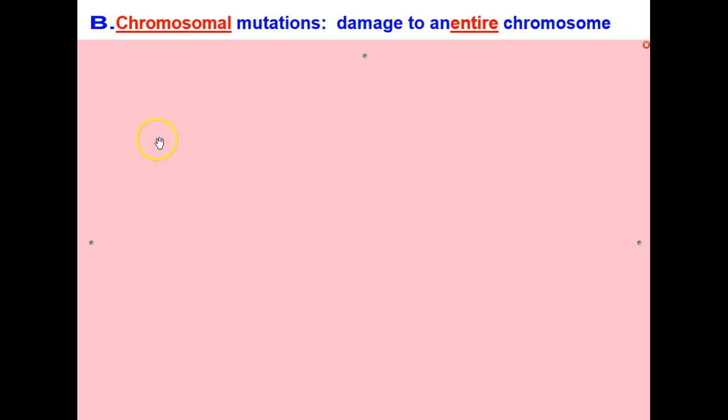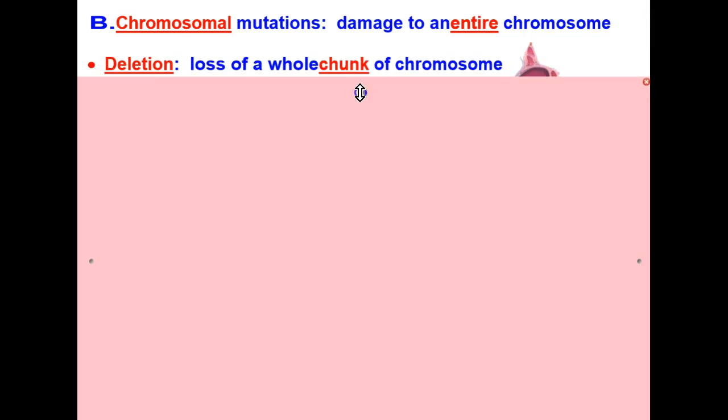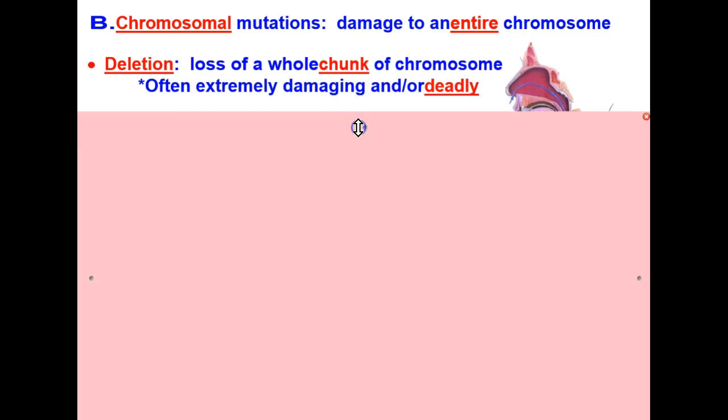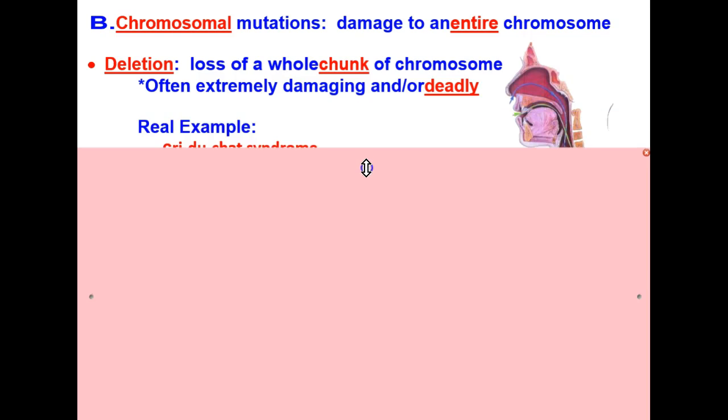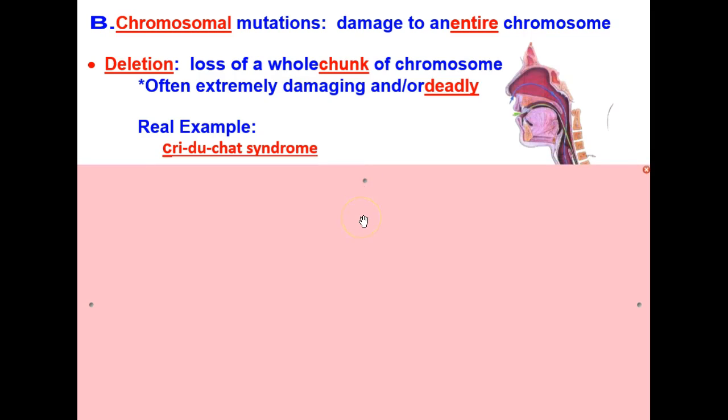All right, now let's discuss chromosomal mutations. Chromosomal mutations, as their name implies, is damage to an entire chromosome in some shape or manner. The first kind of chromosomal mutation we're going to discuss is deletion. Deletion is the loss of a whole chunk of a chromosome. This is often extremely deadly and damaging. A real example of this is Cri-du-Chat syndrome, which is a syndrome that takes place in the respiratory system.